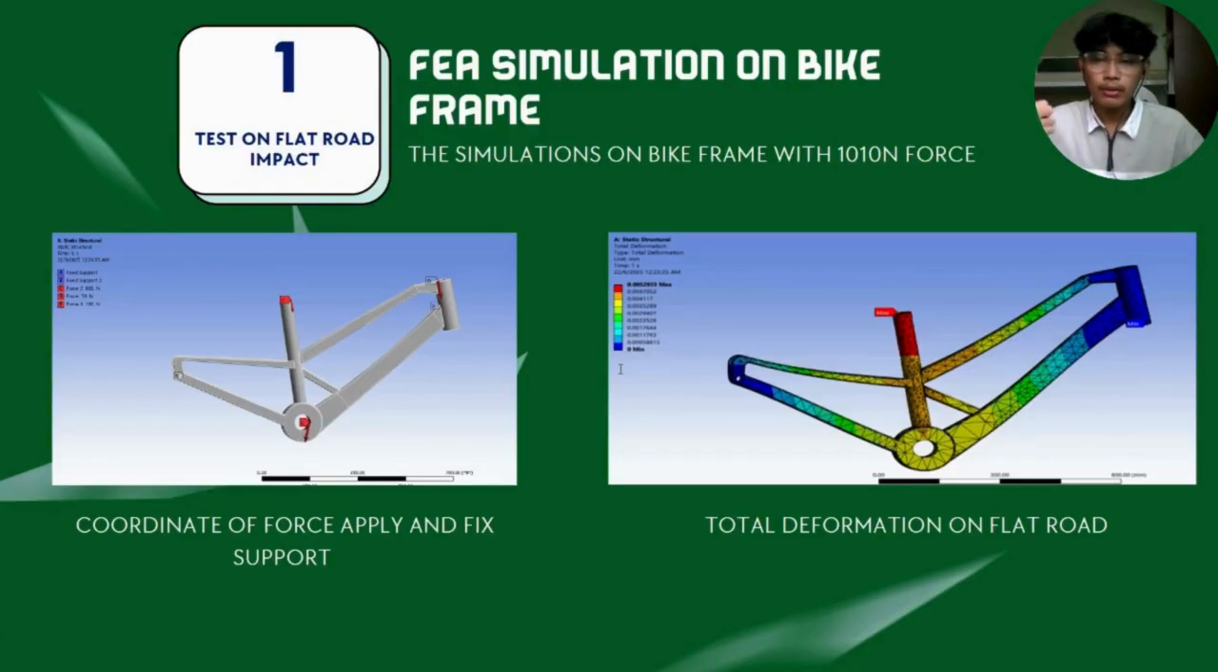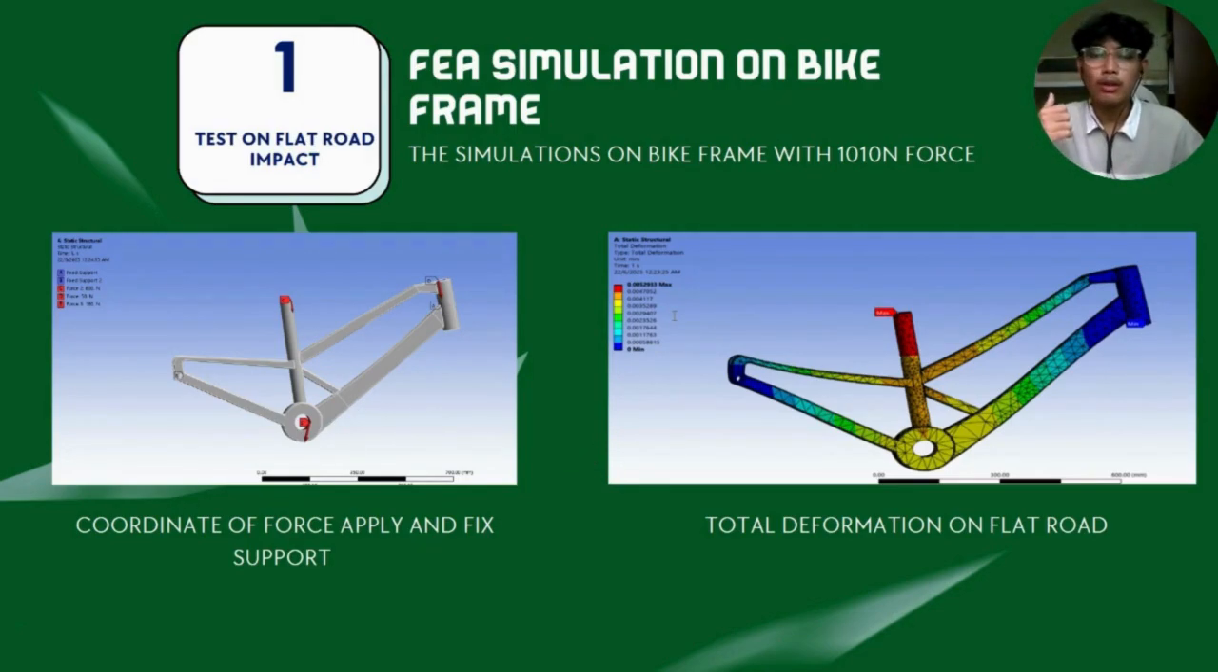For the first one, the flat road impact, in this case we apply a force of 1010 Newton vertically on the frame to simulate a rider on level terrain. On the left, you can see where the force was applied and how the frame was supported. On the right, the deformation plot shows displacement in different regions of the frame. Areas in red represent higher deformation, while blue indicates minimal movement.